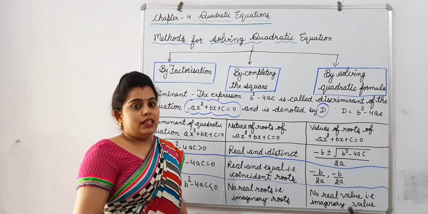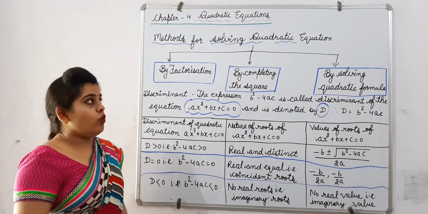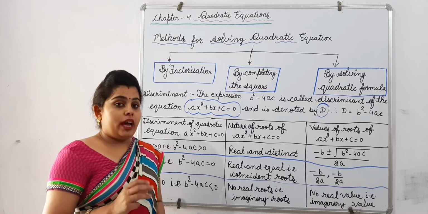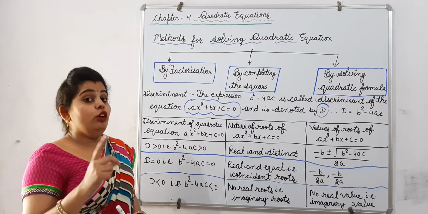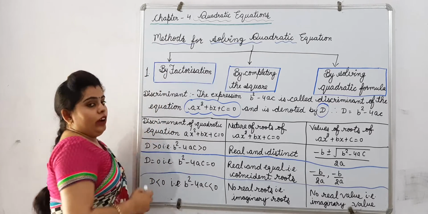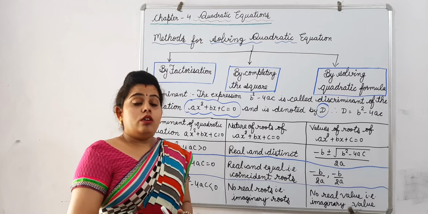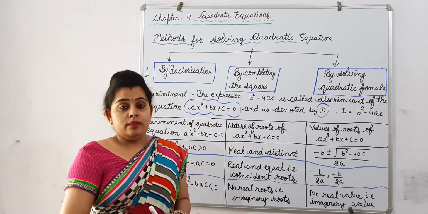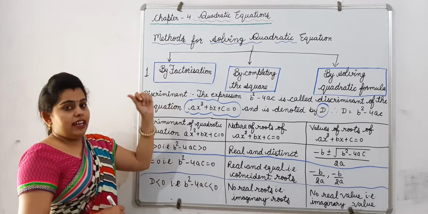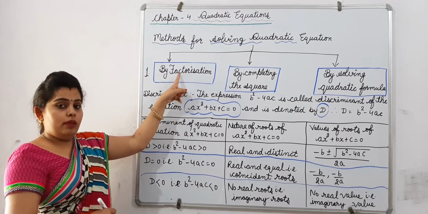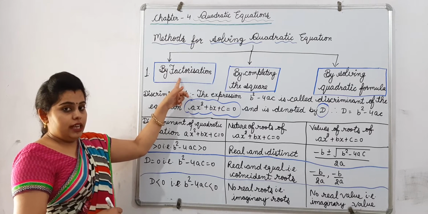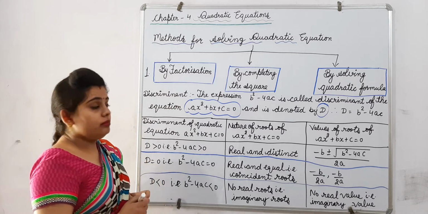Now we will study methods for solving quadratic equations. We can solve any quadratic equation by three methods, by any of these three methods. First is by factorization. In this we do middle term splitting. By using the middle term splitting method we can do factorization, and we are very familiar with this method because we have been studying it since class 8th.